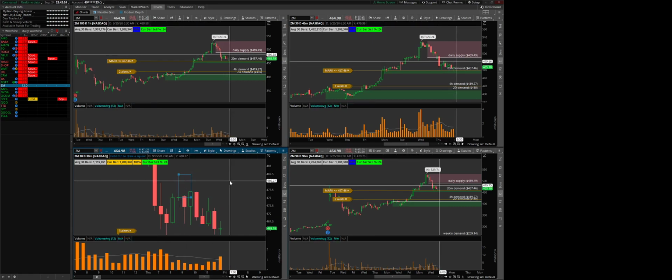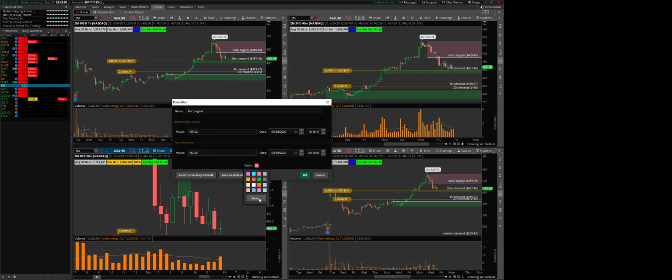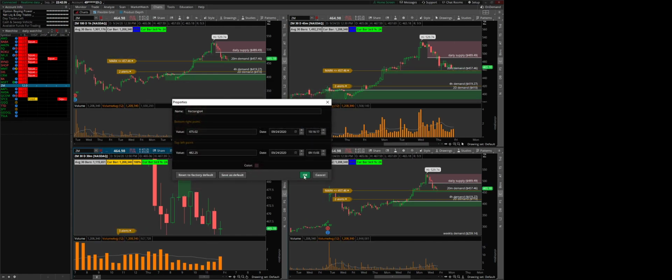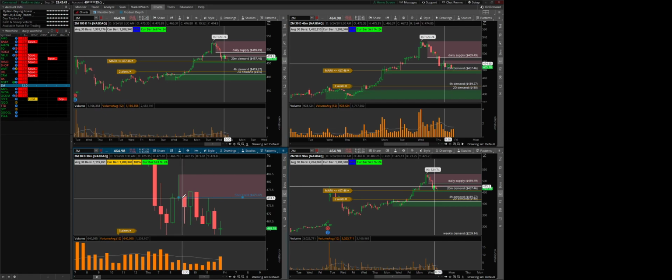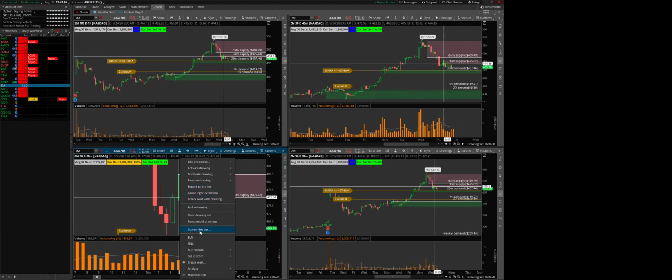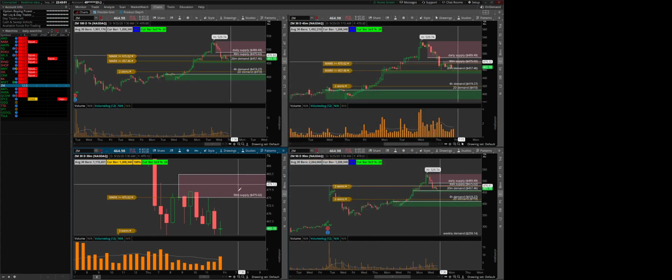So now this is your 30-minute zone supply. Red. Let me extend it. Probably do a month. 30-minute supply. And set the alert. And you're done.